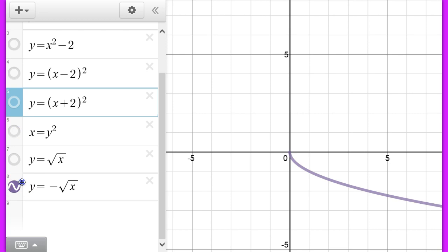So let's say we start with just the graph of x equals y squared. You're seeing a parabola that opens to the right. This is obviously not a function, but if we restrict it and we solve for y here, we would take the square root of both sides. So we get the square root of x and the negative square root of x, right?